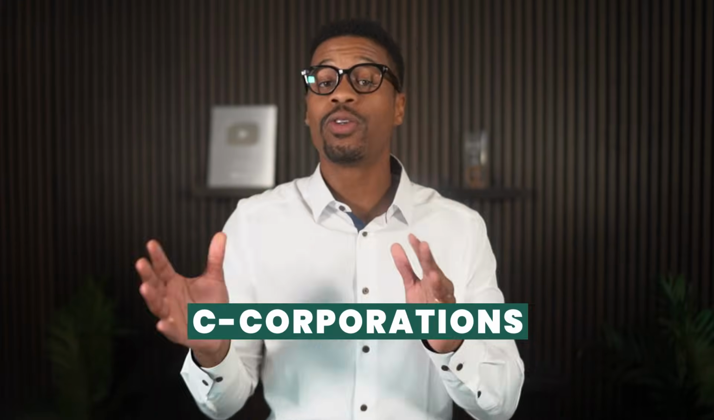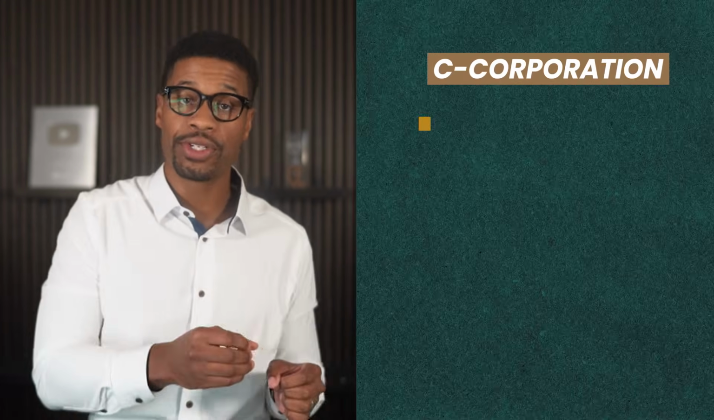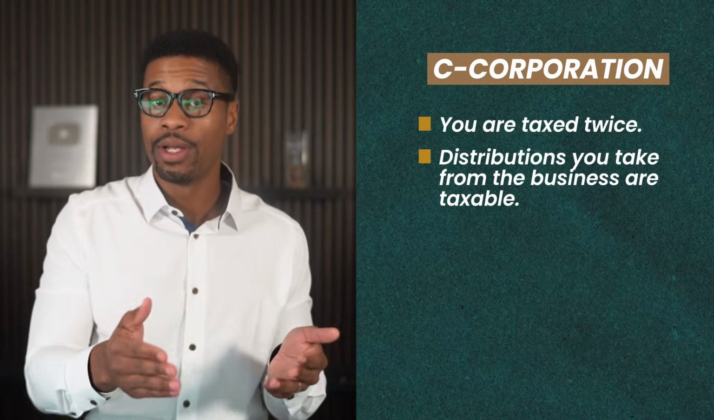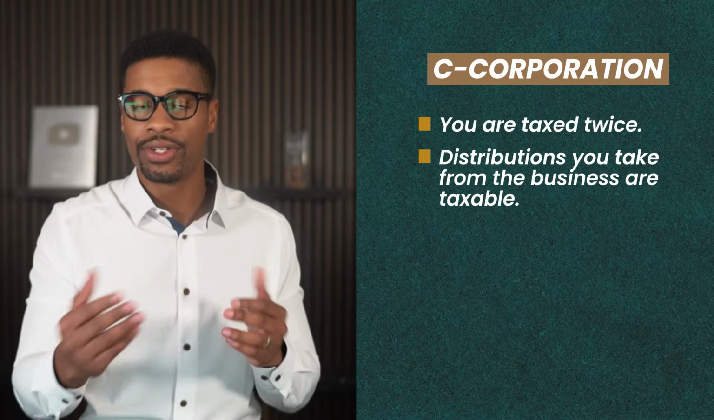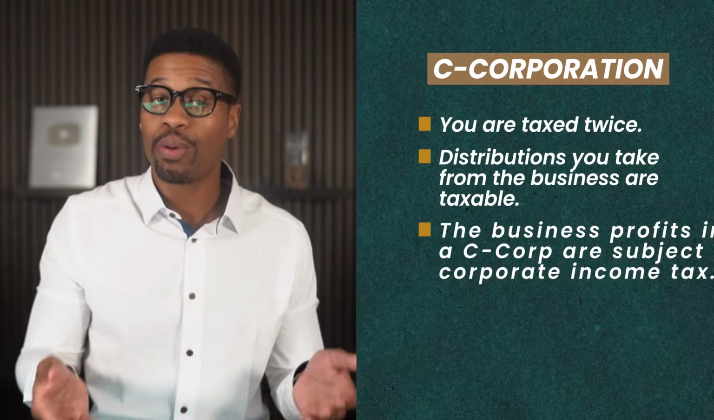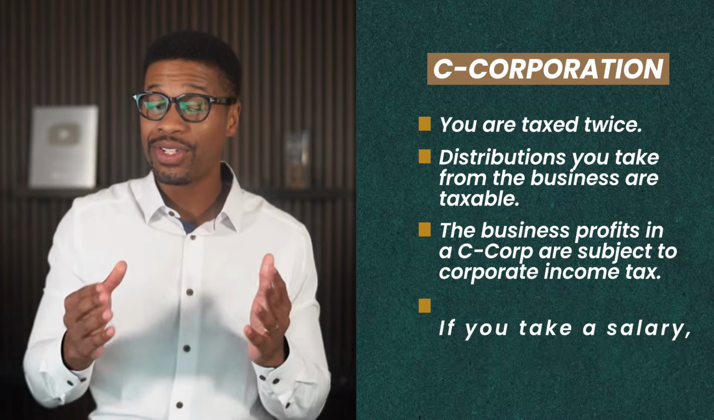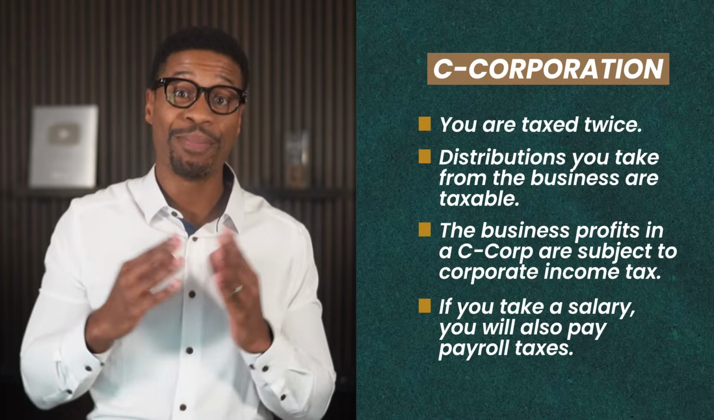But then there's C corporations. So with C corporations, you are taxed twice. Distributions you take from the business are taxable. Technically, they are considered dividends in this case. And the business profits in the C Corp are also subject to corporate income tax. Plus, if you take a salary, you will also pay some payroll taxes. So you're kind of taxed in almost every way with C corporations, except self-employment tax. For my clients, I help them pick the best entity to pay themselves from, and most importantly, help them pay the least amount of taxes.